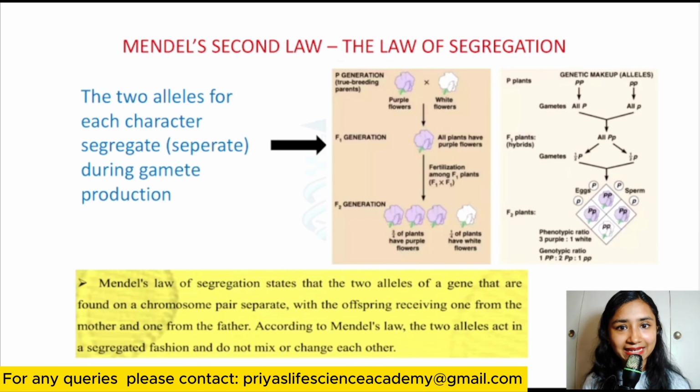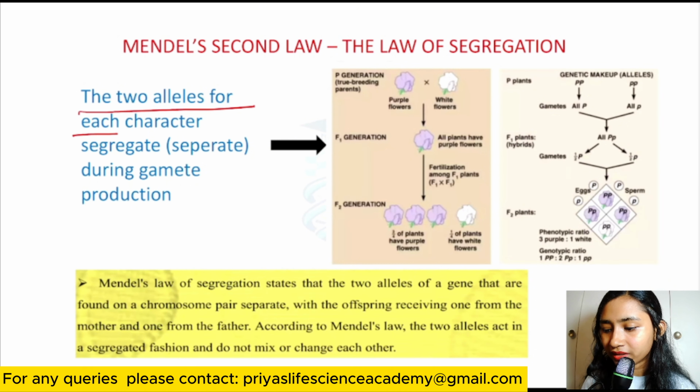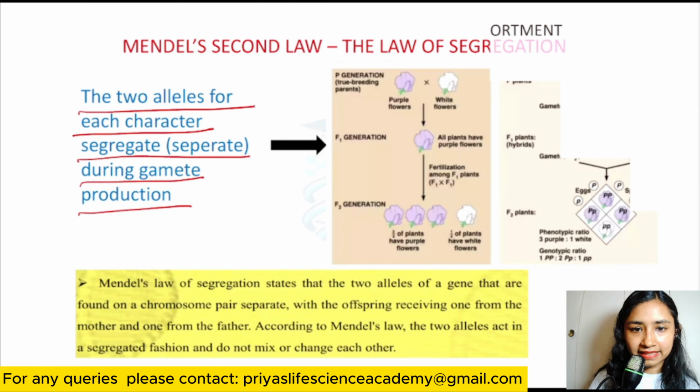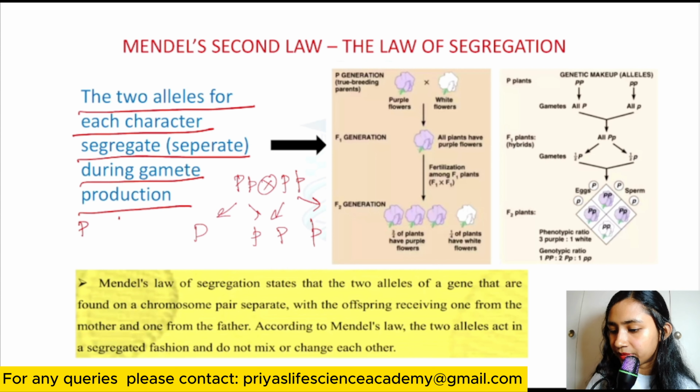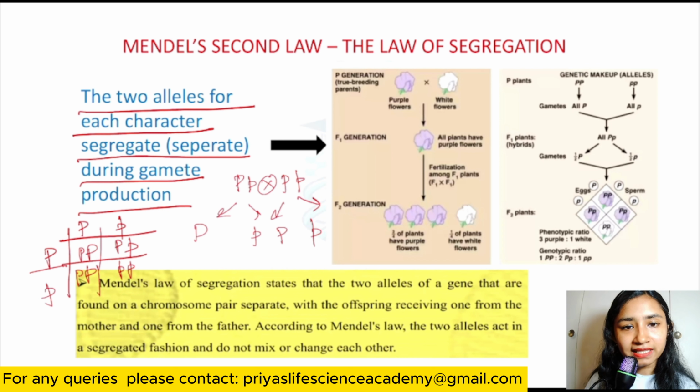Now coming to Mendel's second law, the law of segregation. Here we have to understand that the two alleles for each character segregate or separate during gamete formation. I have shown you that when capital P small p was there, these alleles were segregated during gamete formation. Then I showed you through the Punnett square the combinations capital P small p. So these two alleles for each character segregate or separate during gamete formation.